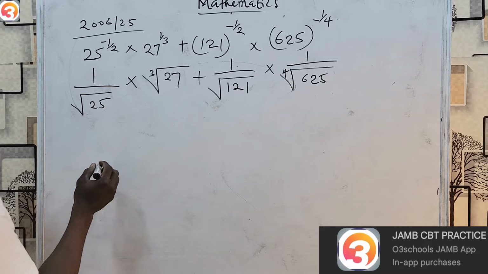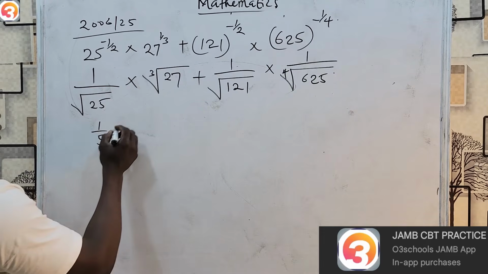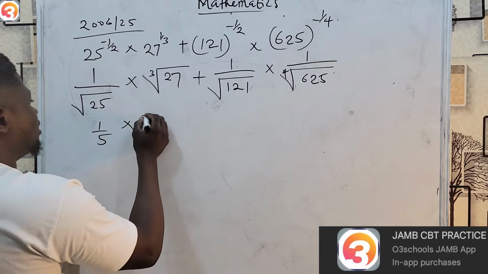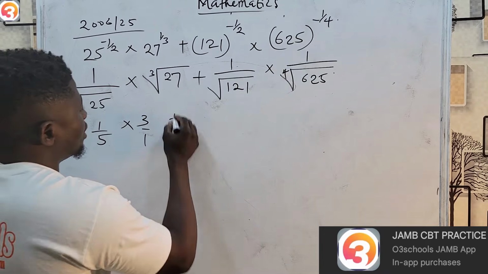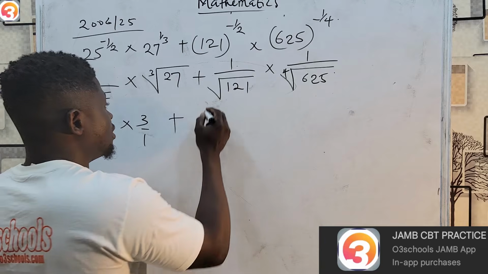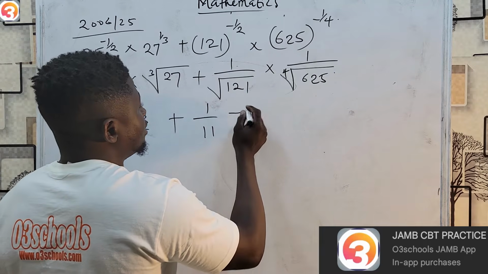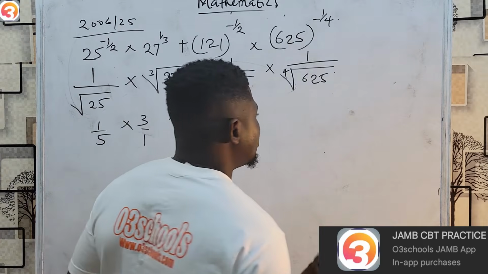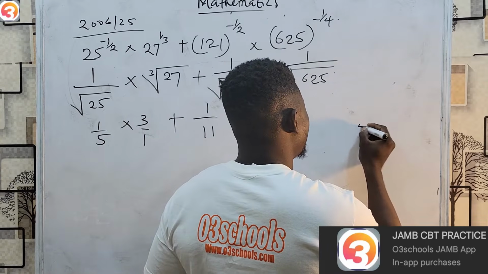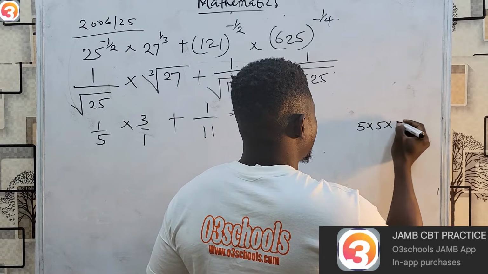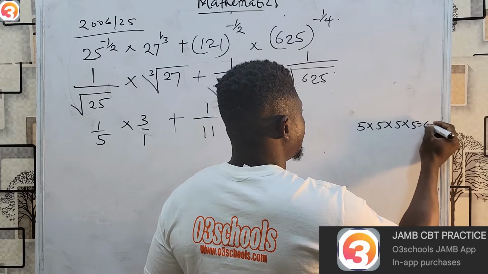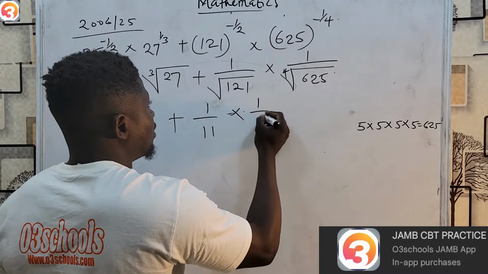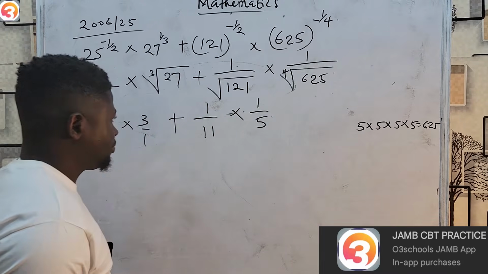What is the square root of 25? It is 5, so 1 over 5. Then times the third root of 27, which is 3, times 3 over 1. Then plus the square root of 121, which is 11. Then times the fourth root of 625, which is 5, because 5 times 5 times 5 times 5 is 625, so 5 raised to the power 4. Of course, that means 1 over 5.